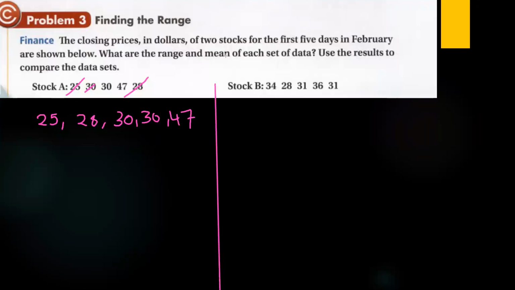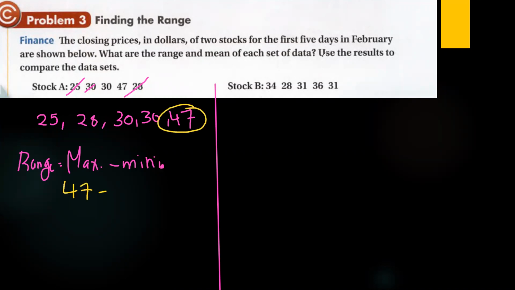So, what is the value of the range? The range, as I told you before, in order to find it you have to subtract the maximum point minus the minimum point. Now, where's the maximum? It's 47. And the minimum is 25. When you subtract them, you will find that the range here is 22.